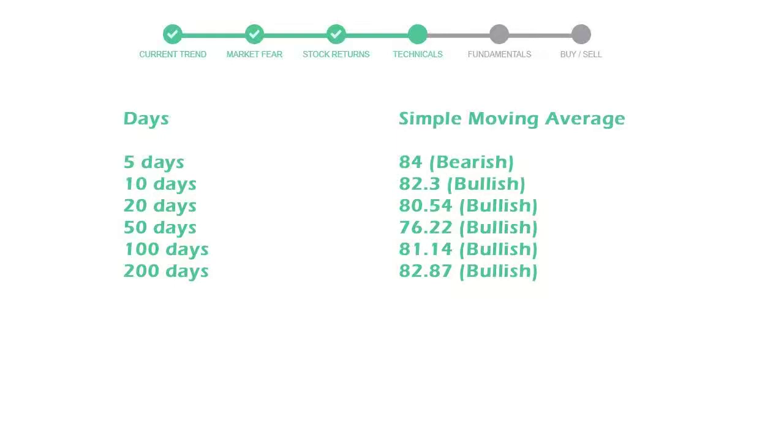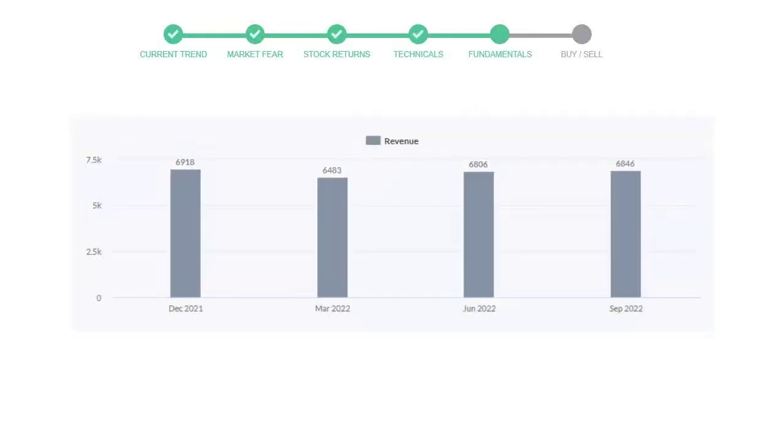Let's look at fundamental analysis. We will mainly see the last 2 quarters of the company. In June 22, the revenue was $6,806 million. In the recent quarter, September 22, it increased to $6,846 million.